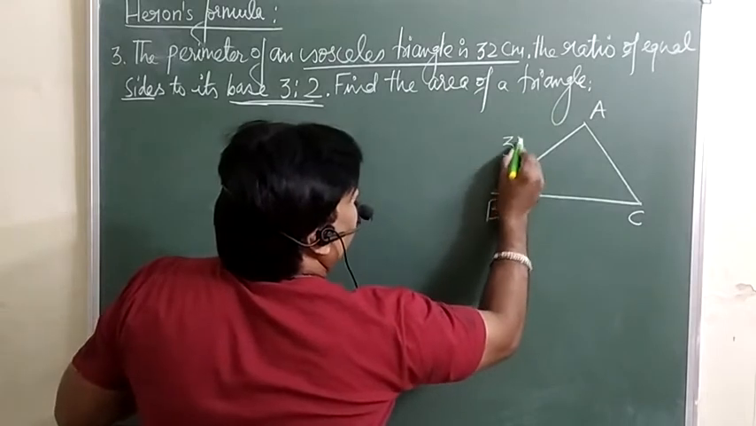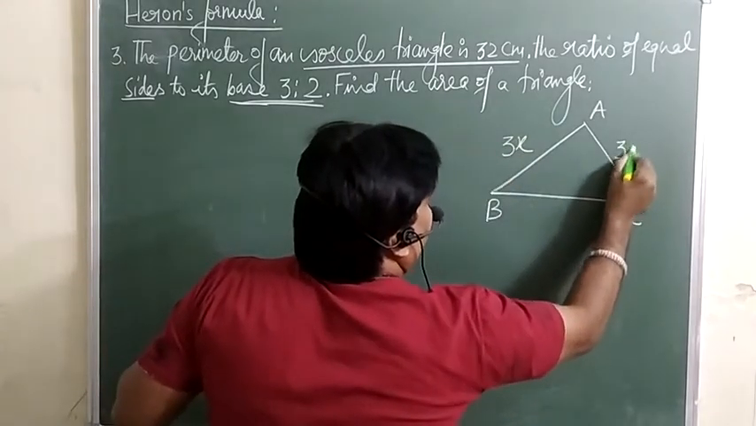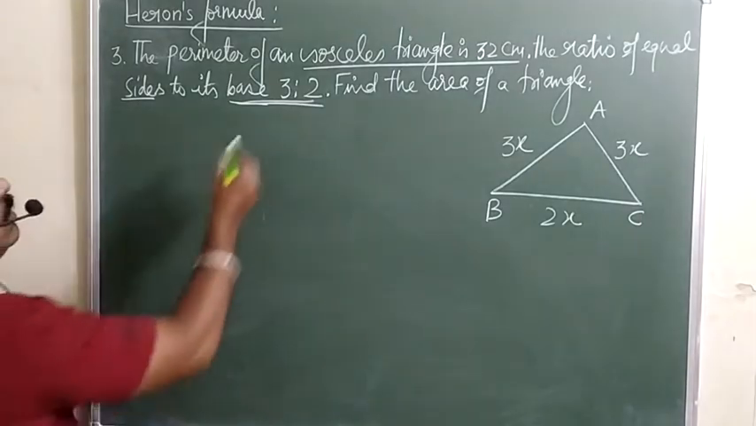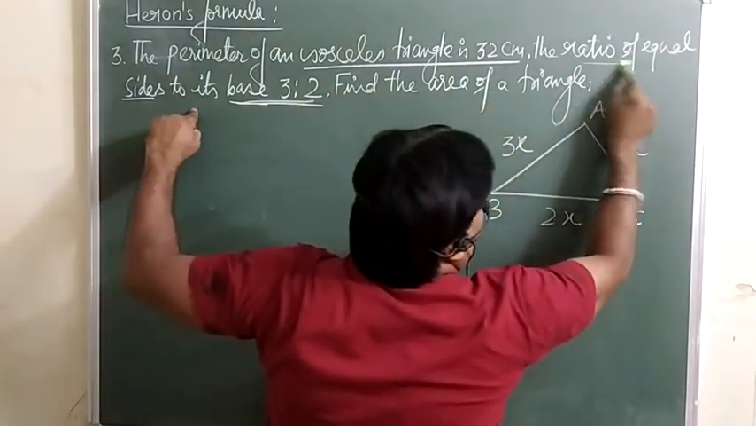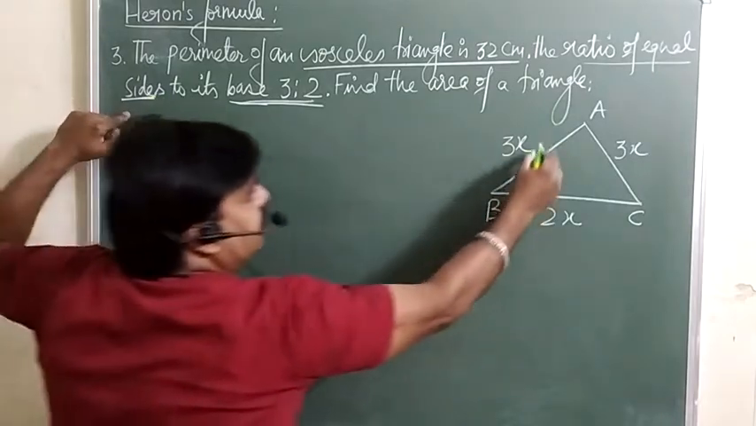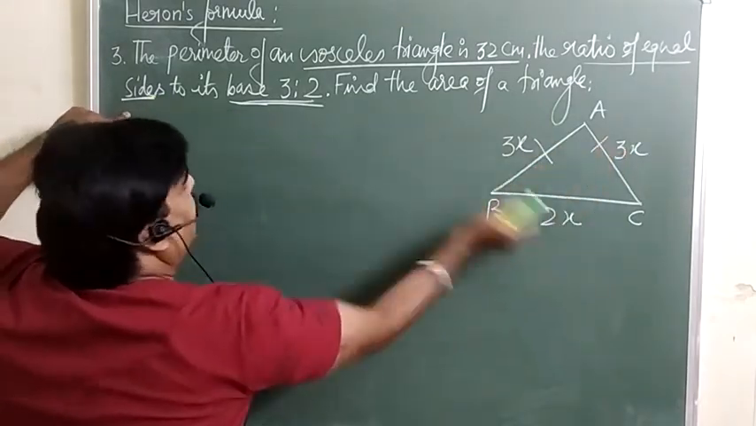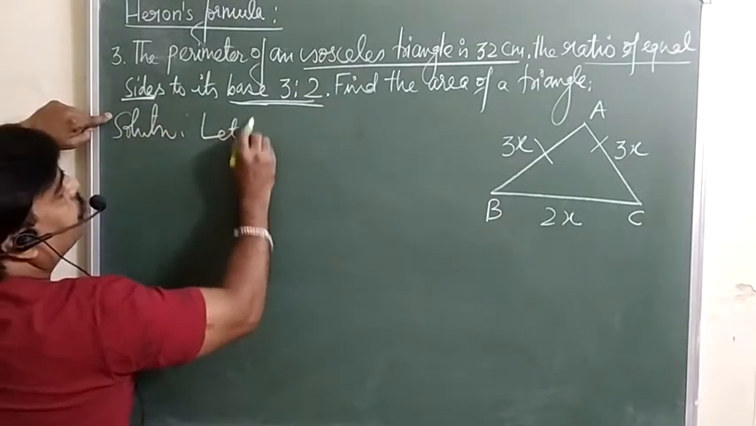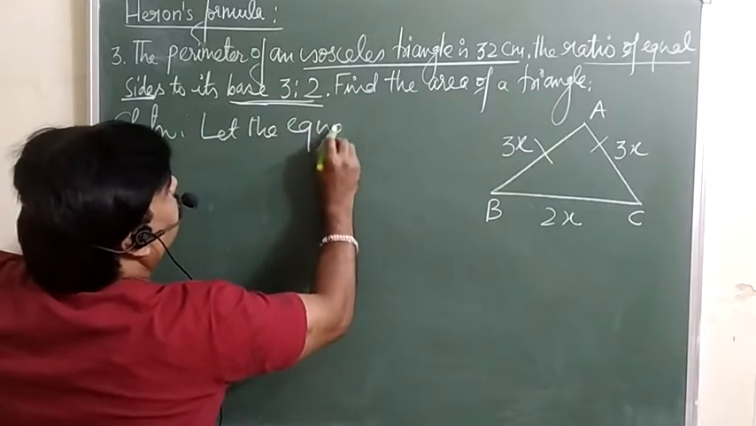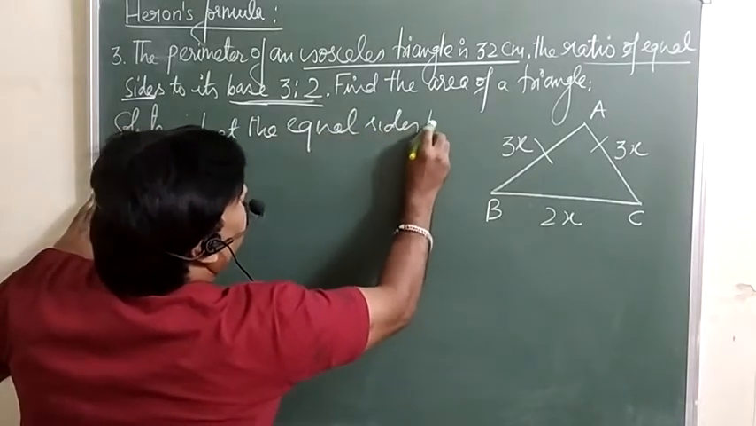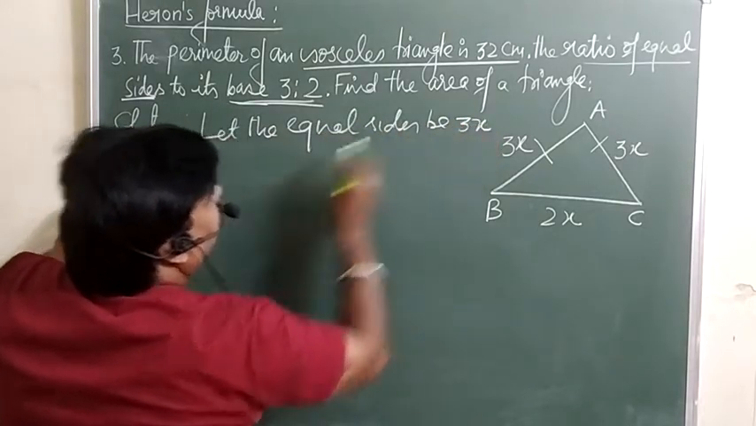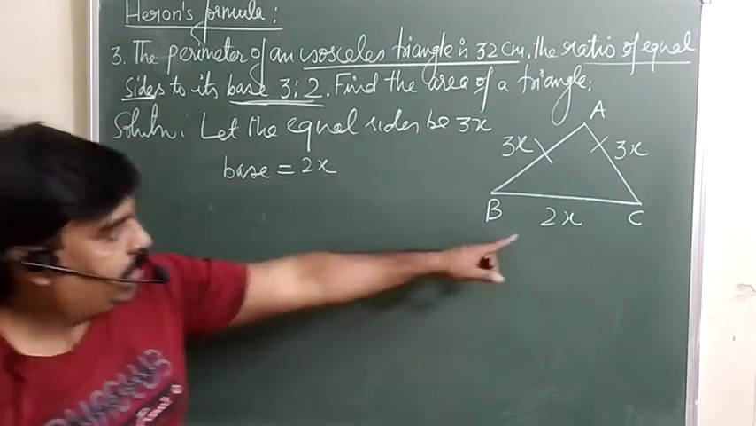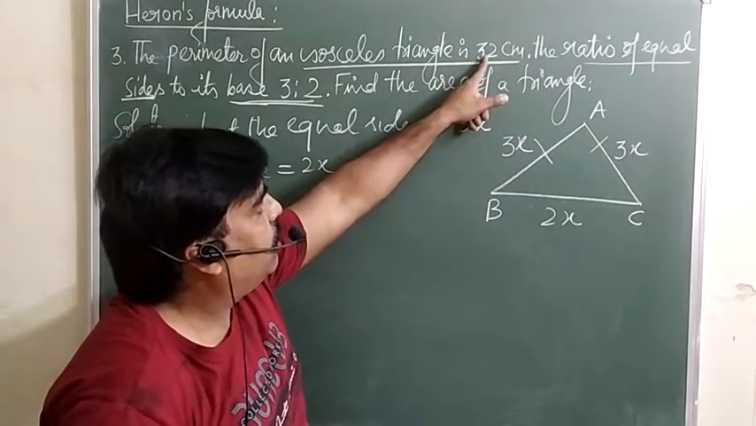It means we can assume this is 3x, this will also be 3x, and the base is 2x. The ratio of the equal sides, these two given equal, and the base is this one. So in the solution, let the equal sides be 3x. So the base will be equal to 2x. Base is 2x.